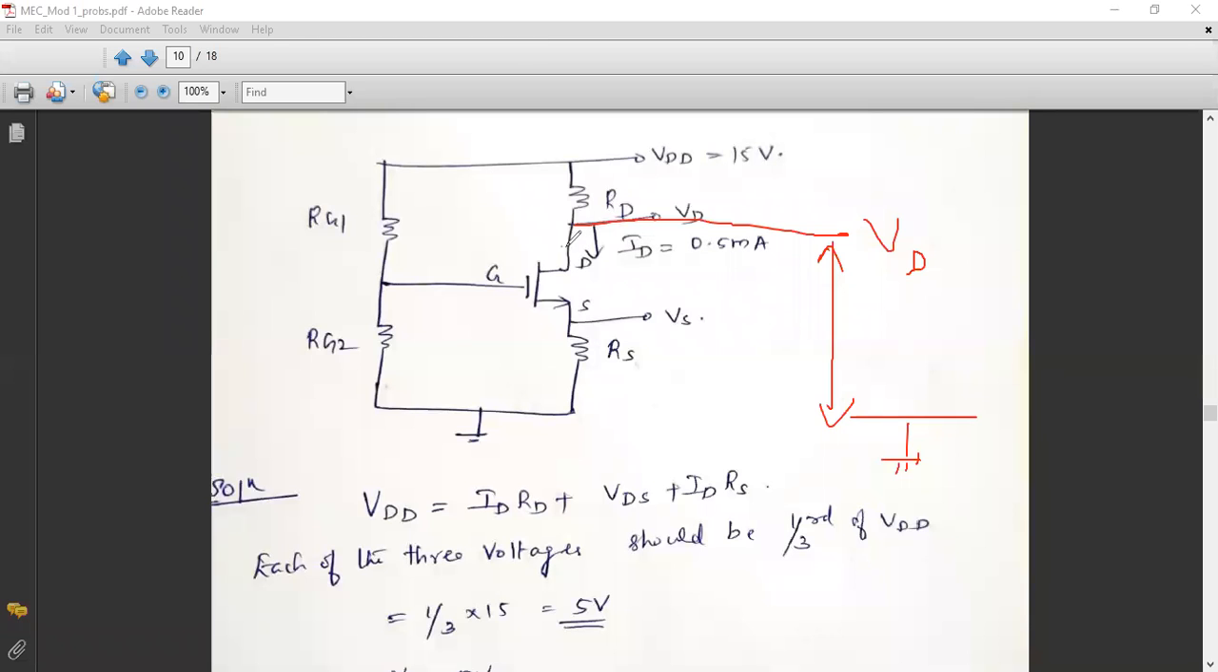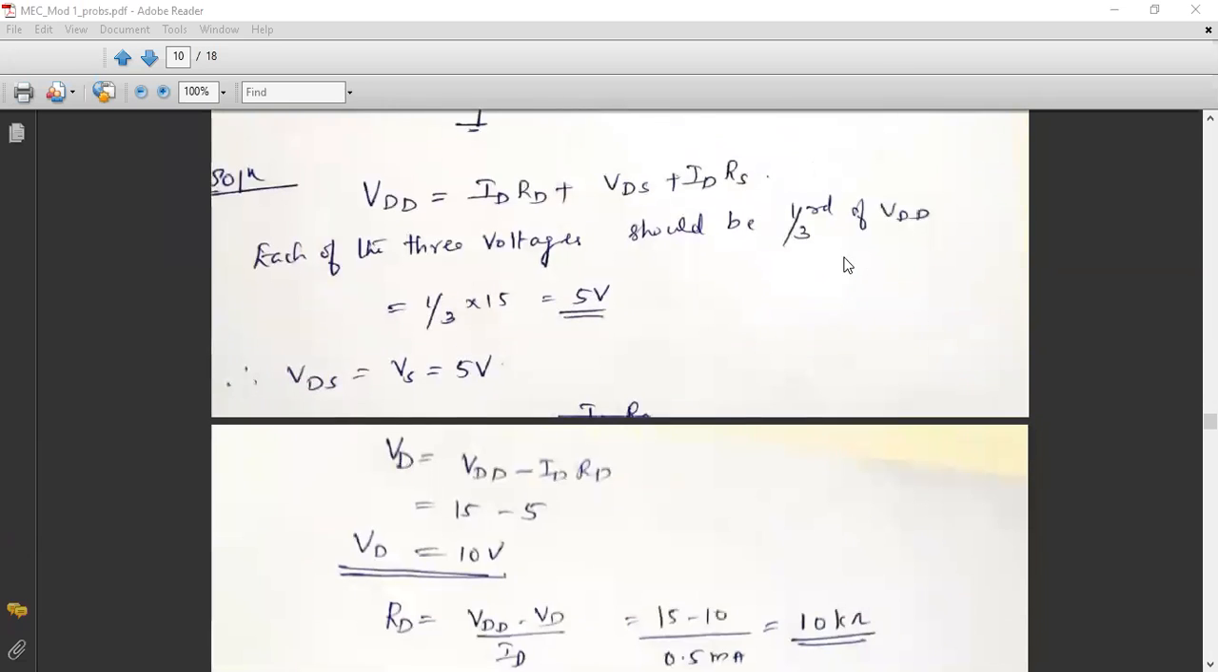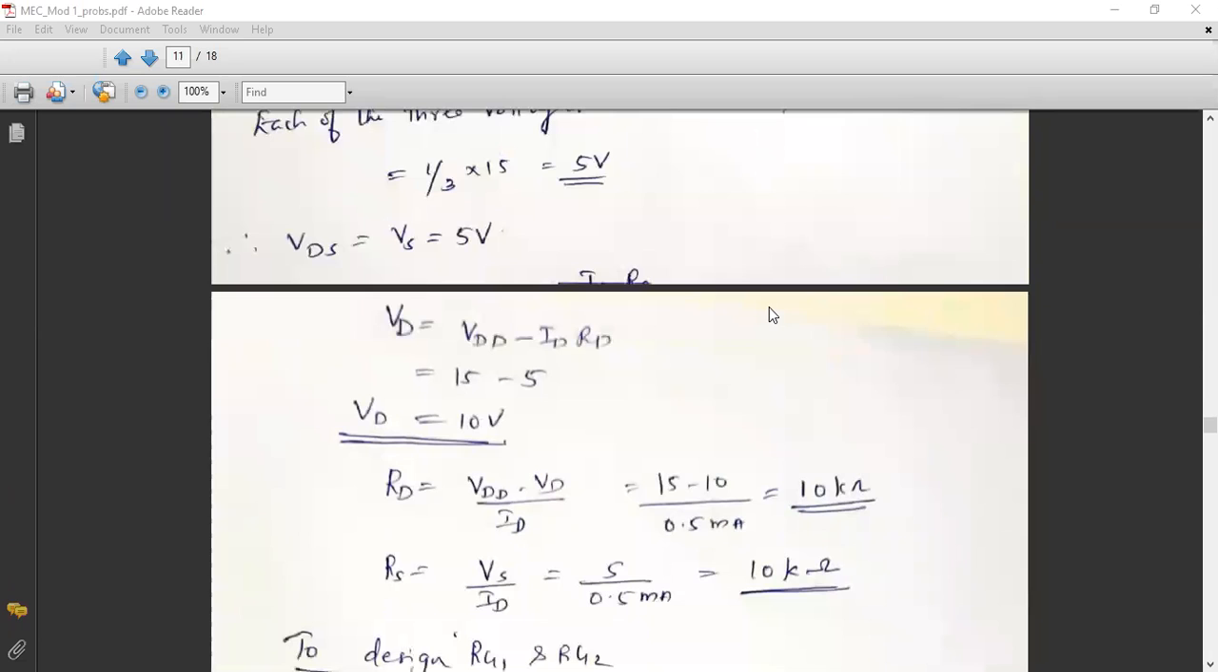See, here we have a voltage across drain source as well as voltage across RS. When you add these two together, you will get VD, the total voltage from drain to ground. So VD is equal to VDS plus VS. All of you right? VD is equal to VDS plus VS. So what will be the value of VD? It is 5 plus 5, that is 10 volt. So VD is equal to 10 volt.